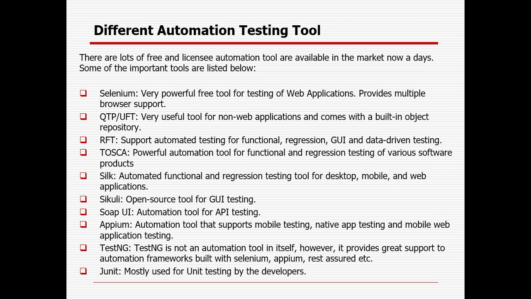Similarly, Tosca is also a licensed tool for functional regression testing. Silk is also a licensed tool for desktop, mobile, and web based, right? Sikuli is an open source tool for GUI testing. SoapUI, Postman, REST Assured can be used for API testing. Appium can be used for mobile testing or native app testing, right? And JUnit and TestNG are frameworks primarily used by developers and testers whenever you want to give some assertion point, or maybe with the help of BDD Cucumber, you can also use it.